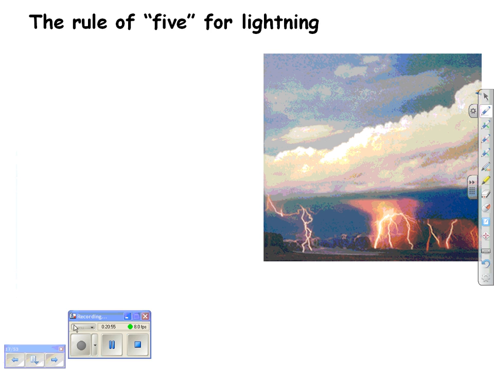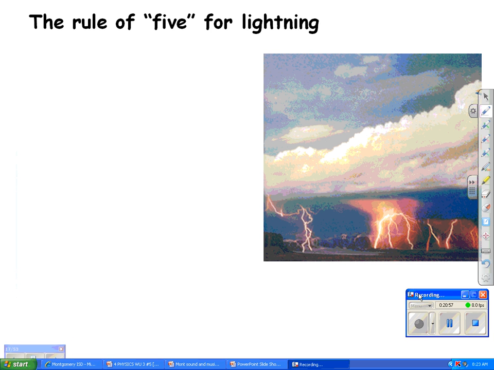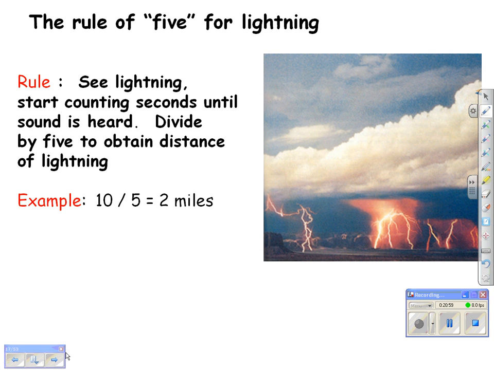All right. Moving on. Rule of 5. This is just kind of more FYI, just so that you're aware. Some of y'all already know this. When you see lightning, if you start counting seconds until the sound, the thunder, is heard, and divide that by 5, you can actually obtain how far the lightning was from you. A lot of people just say count the number of seconds and that's how many miles away it is. It's roughly that, but really if you divide it by 5, that's more of a true rule of how far.